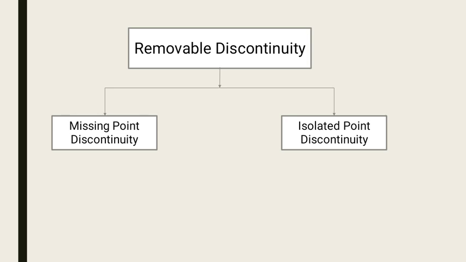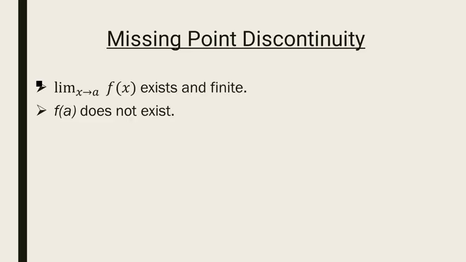The first type is missing point discontinuity. First we'll learn what a missing point discontinuity is. By name, it has a missing point. That means there is no graph at that point. There is no graph of the function at that point. From that, what can you conclude? The function is not defined at that point.